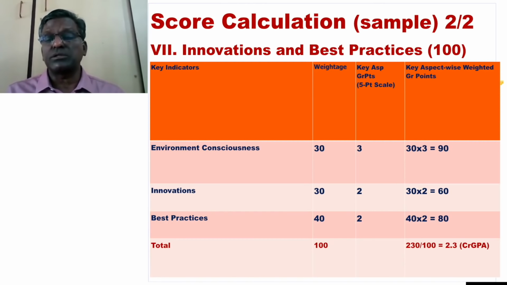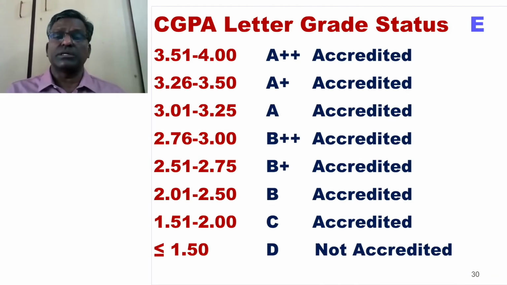The weightage allotted for this criterion is 100. So therefore 2.3. What is the CR GPA? GPA is grade point average. Grade point average for this particular criterion, criterion 7. So 2.3 is the criterion-wise grade point average. Okay. Now please look at this slide.